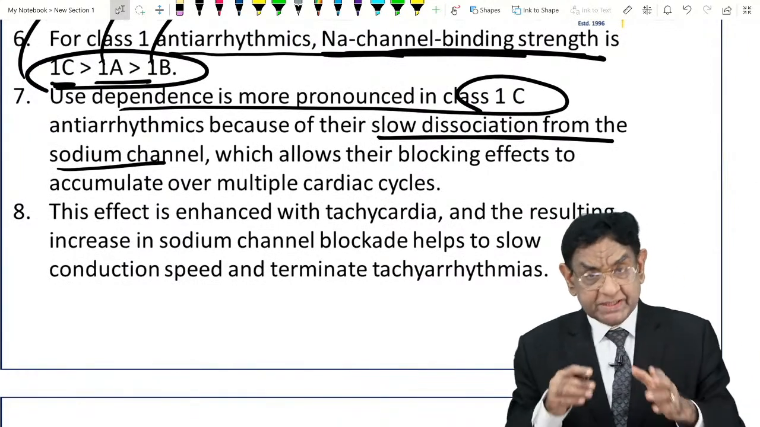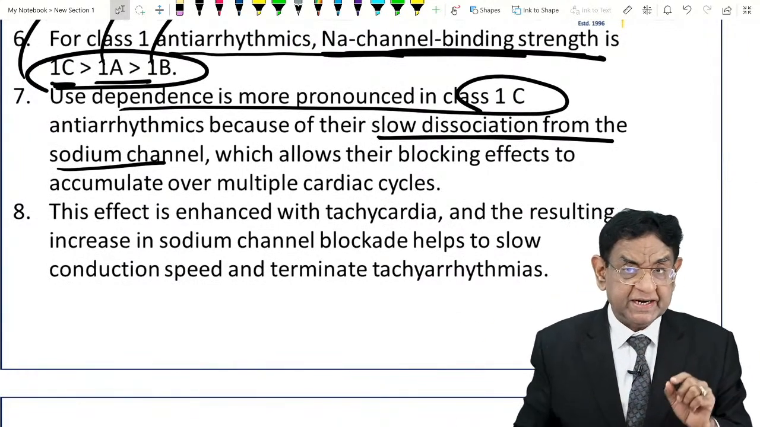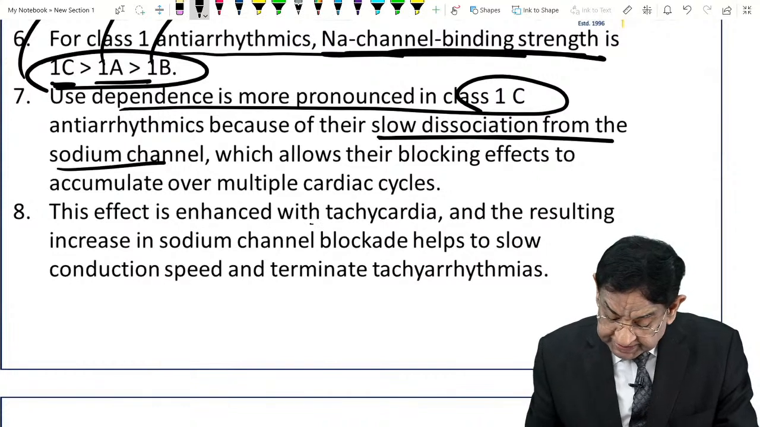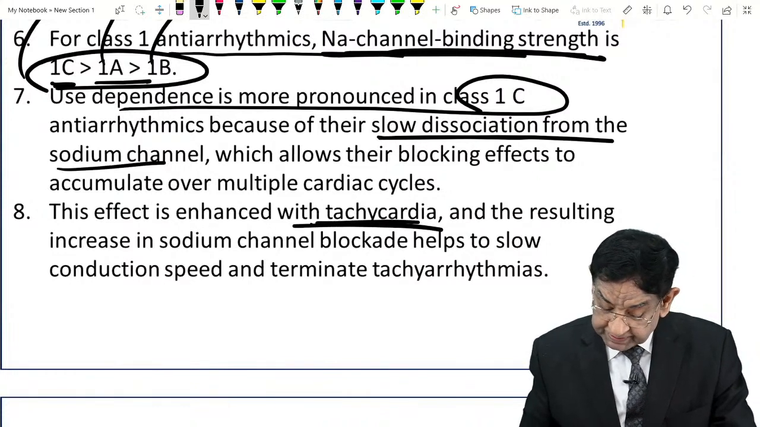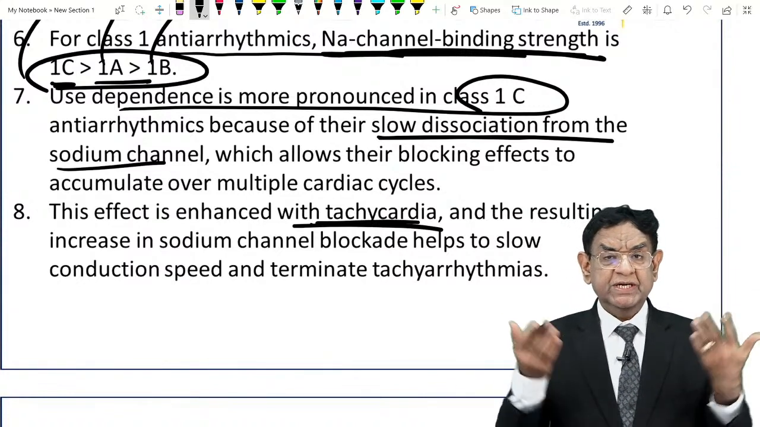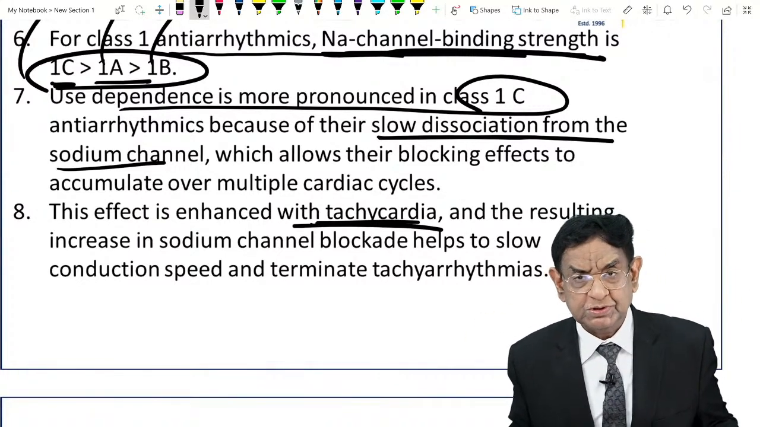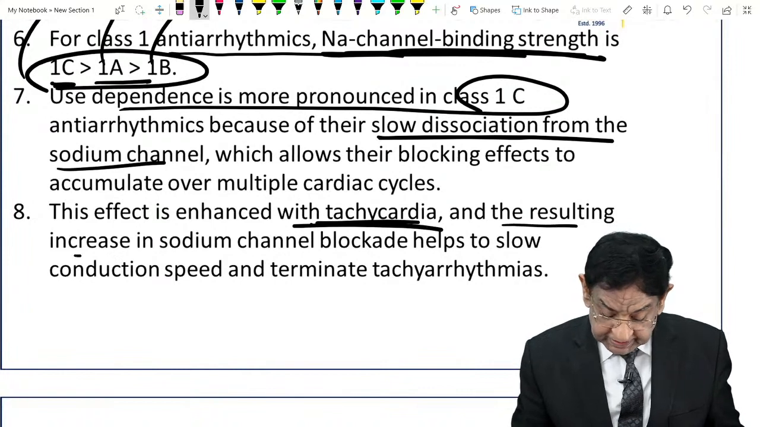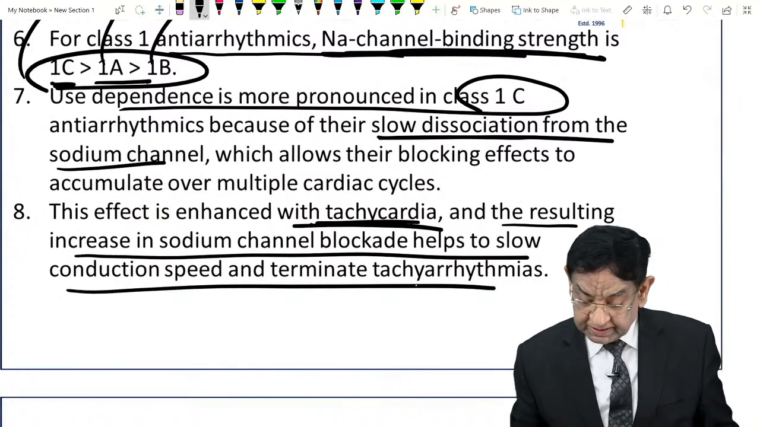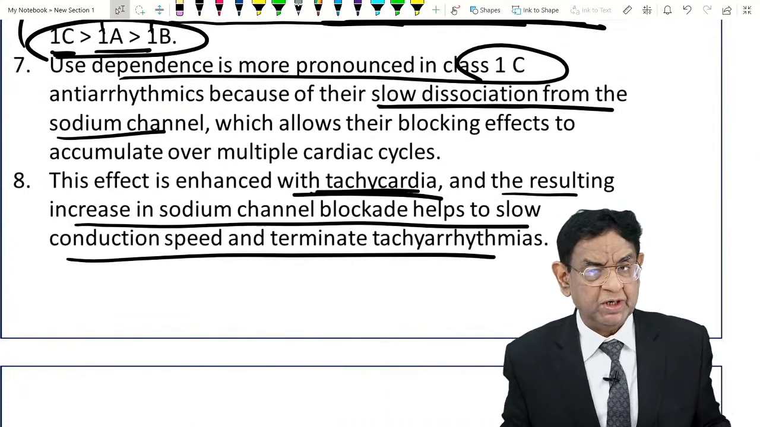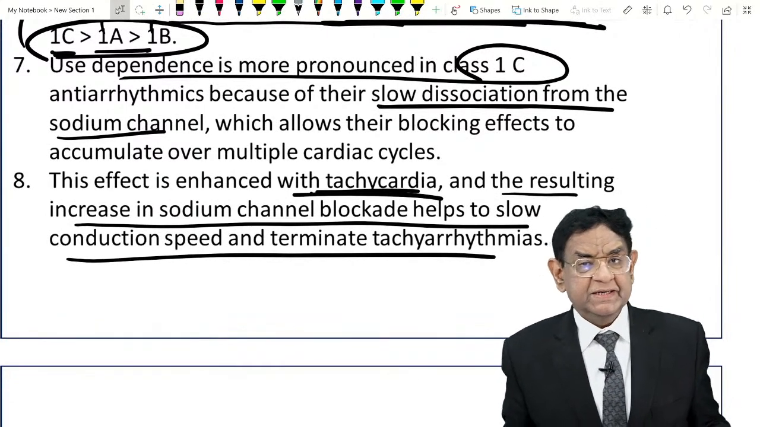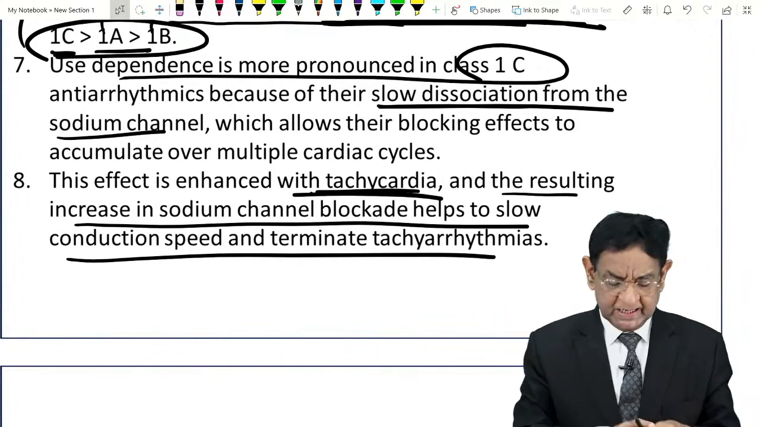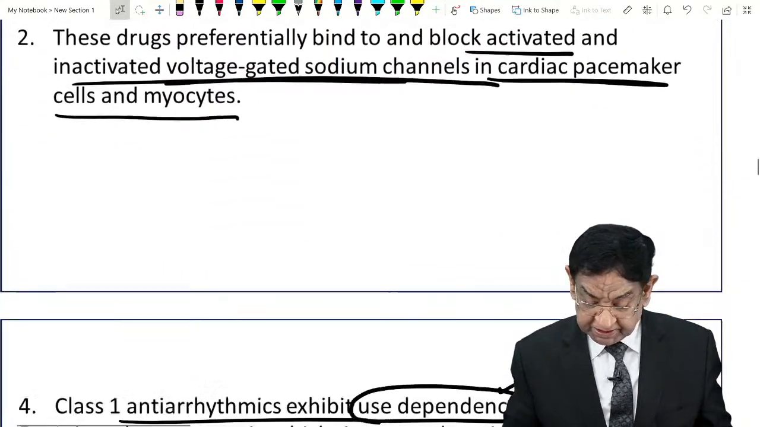Well, now this effect, the drug getting attached to the sodium channel, is enhanced with tachycardia. Okay, tachycardia. Why? Tachycardia means these tissues are getting more and more in use. What I said, it's a use dependence. So this results in an increase in sodium channel blockade, and this is how they slow down the tachyarrhythmia. Next, it looks very confusing. Don't worry. Now, what all you have to remember in this particular slide.